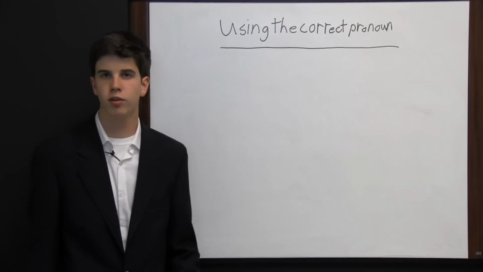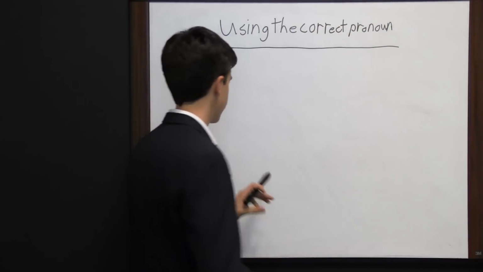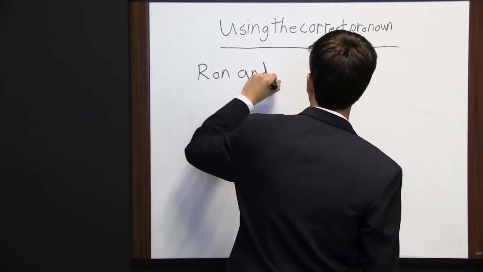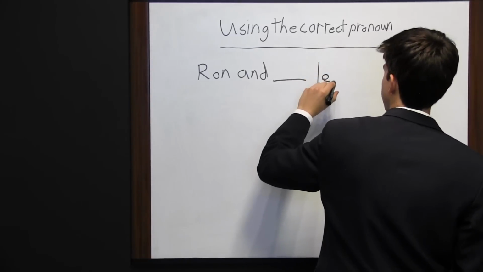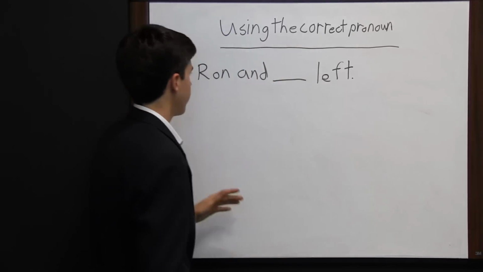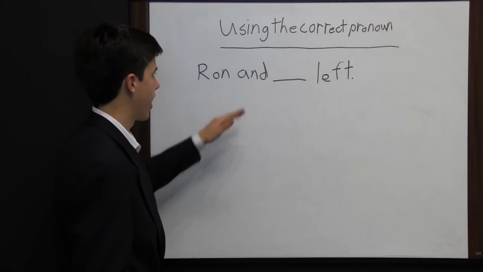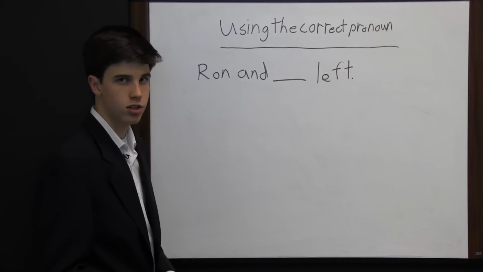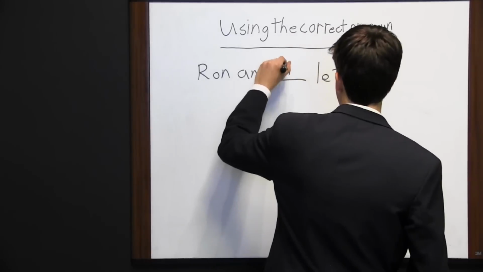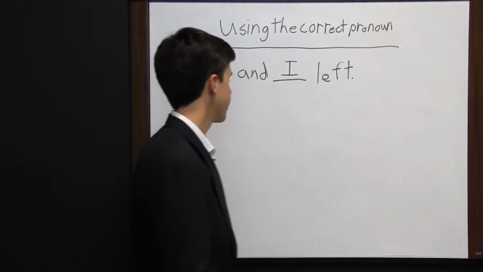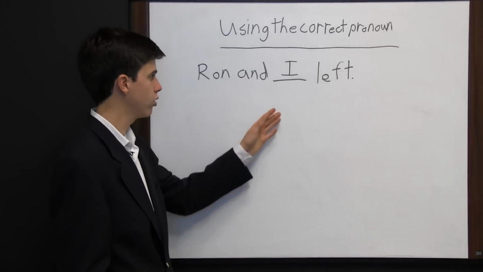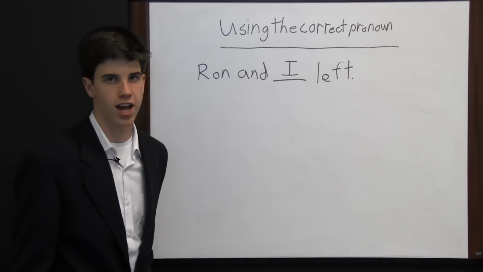Sometimes choosing the correct pronoun can be difficult. Consider this sentence. Ron and blank left. So here, you either need to insert the pronoun: Ron and I left, or Ron and me left. So how do you choose the correct one? Well, I'll go ahead and tell you that the correct response is I. The sentence should read, Ron and I left.